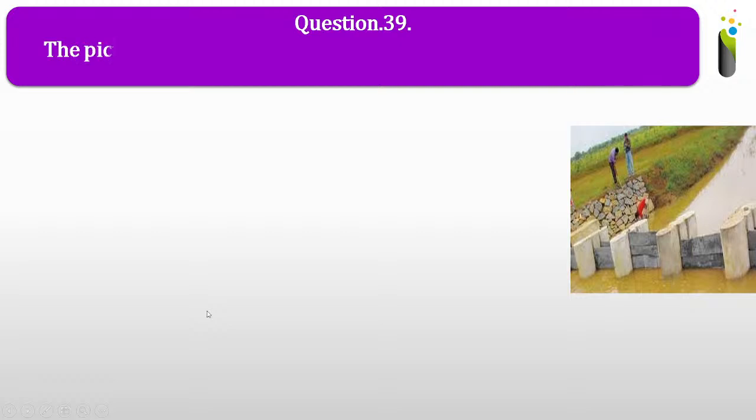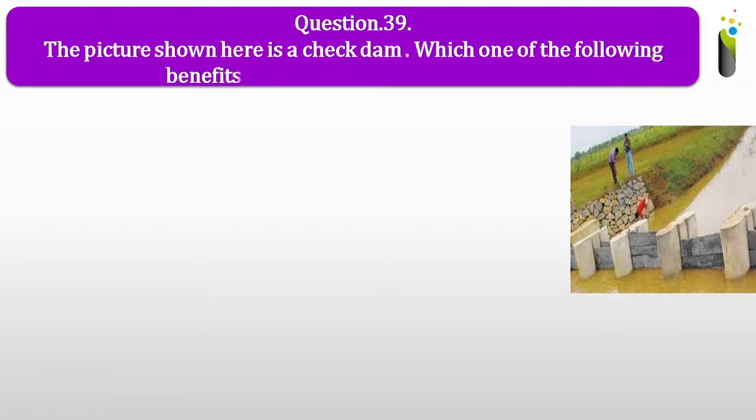Now we go to question number 39. The picture shown here is a check dam. Which one of the following benefits is not provided by this method? So you have a look.